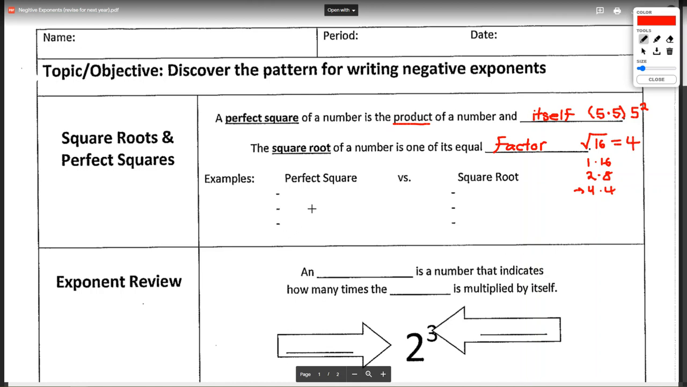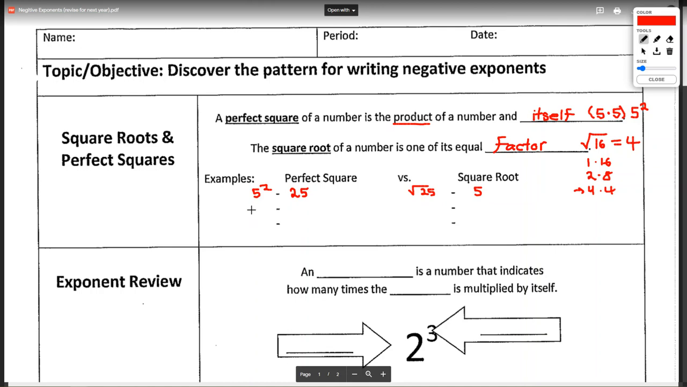Let's think of some other examples. Okay, let's start with one that we're probably pretty sure of, 25. We already said that 25 is the perfect square because it is the answer you get when you multiply 5 times 5. The square root of 25, so this would be 5 squared. The square root of 25 is 5.